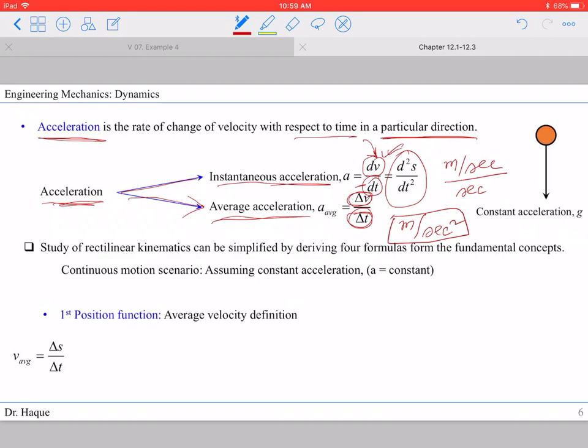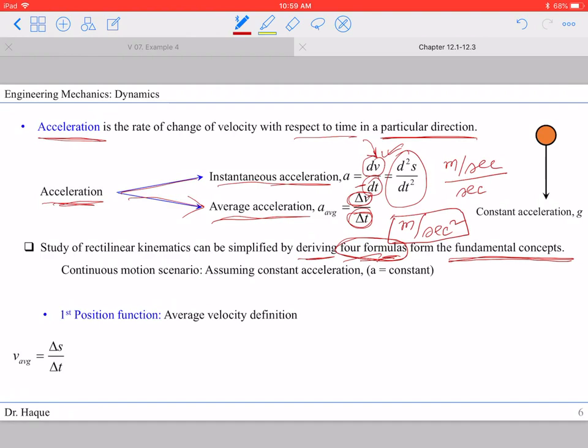To study rectilinear kinematics, we can simplify this study by deriving 4 formulas. The formulas will help us to solve the problems, that's our goal, easily. We can derive these formulas from the fundamental concepts that we just learned in previous slides: position, displacement, velocity, and acceleration. From those definitions, we can derive 4 formulas, and they will help us understand the problem better and solve it easily.